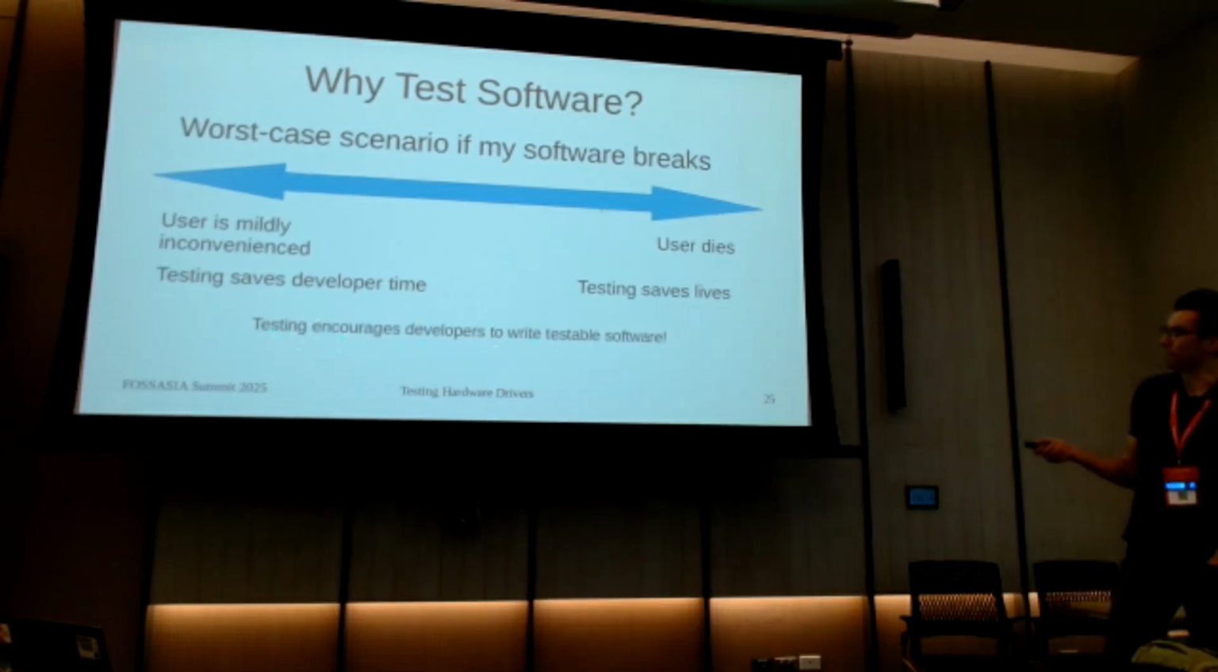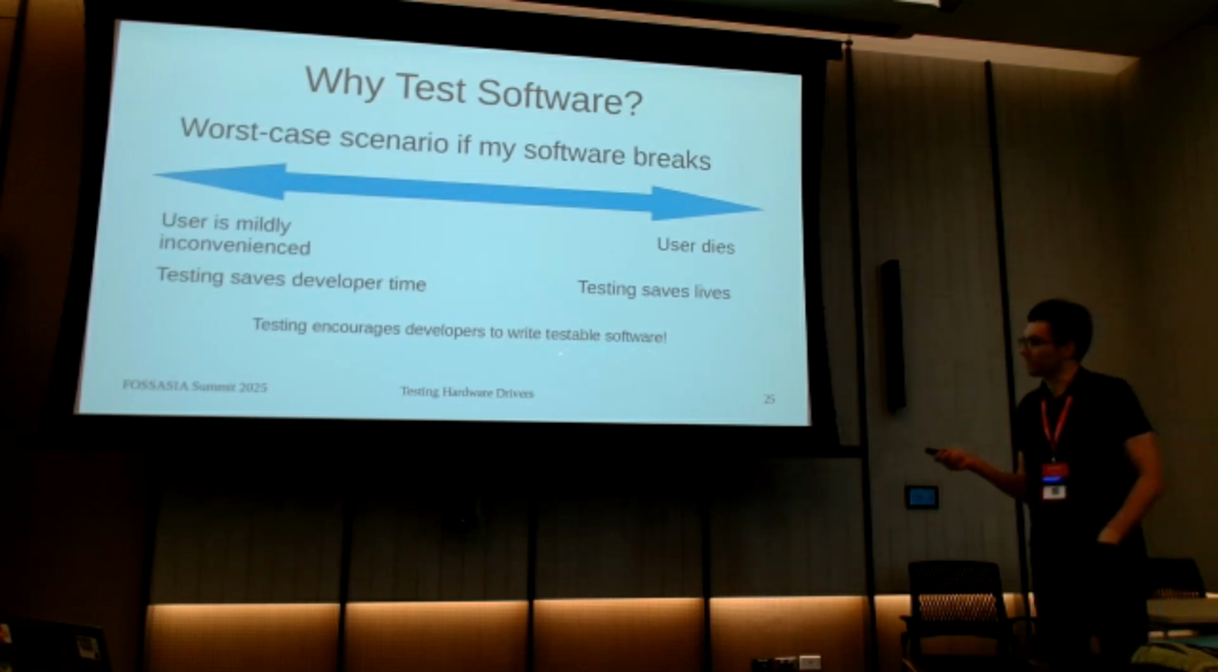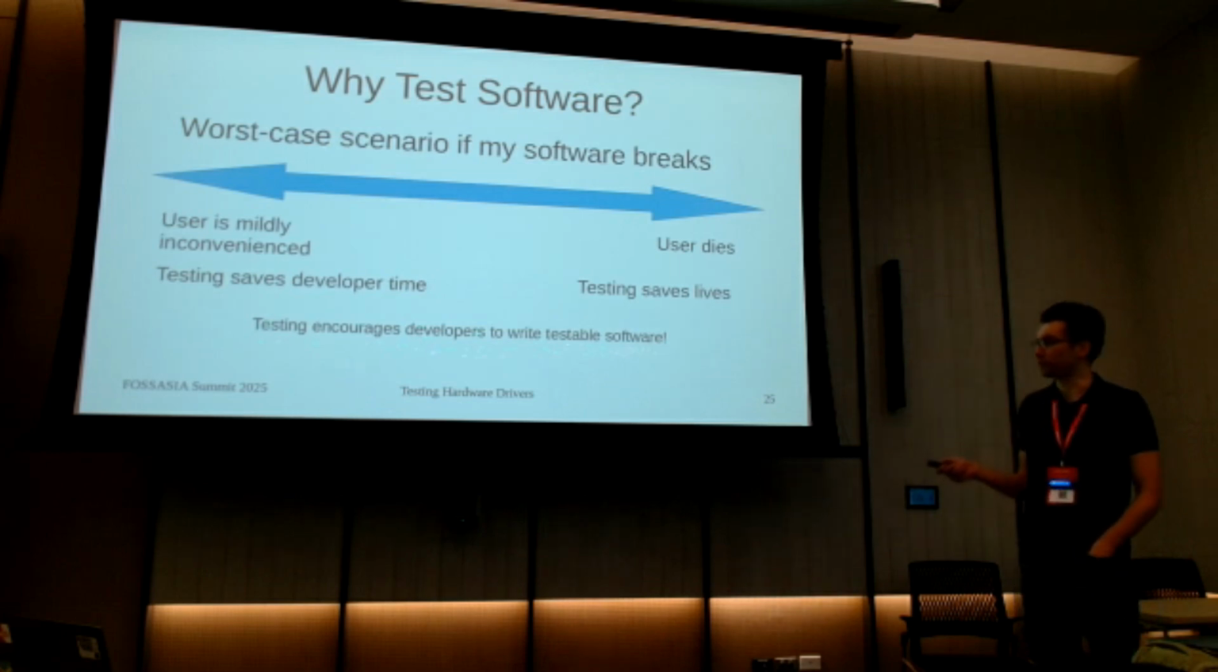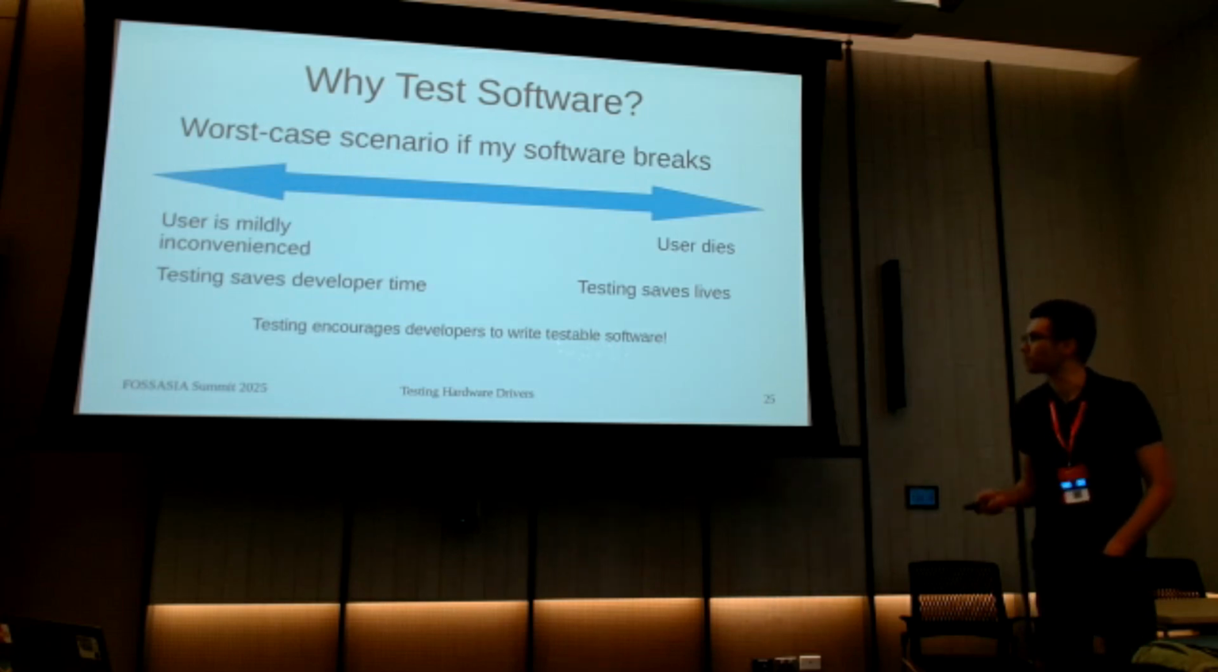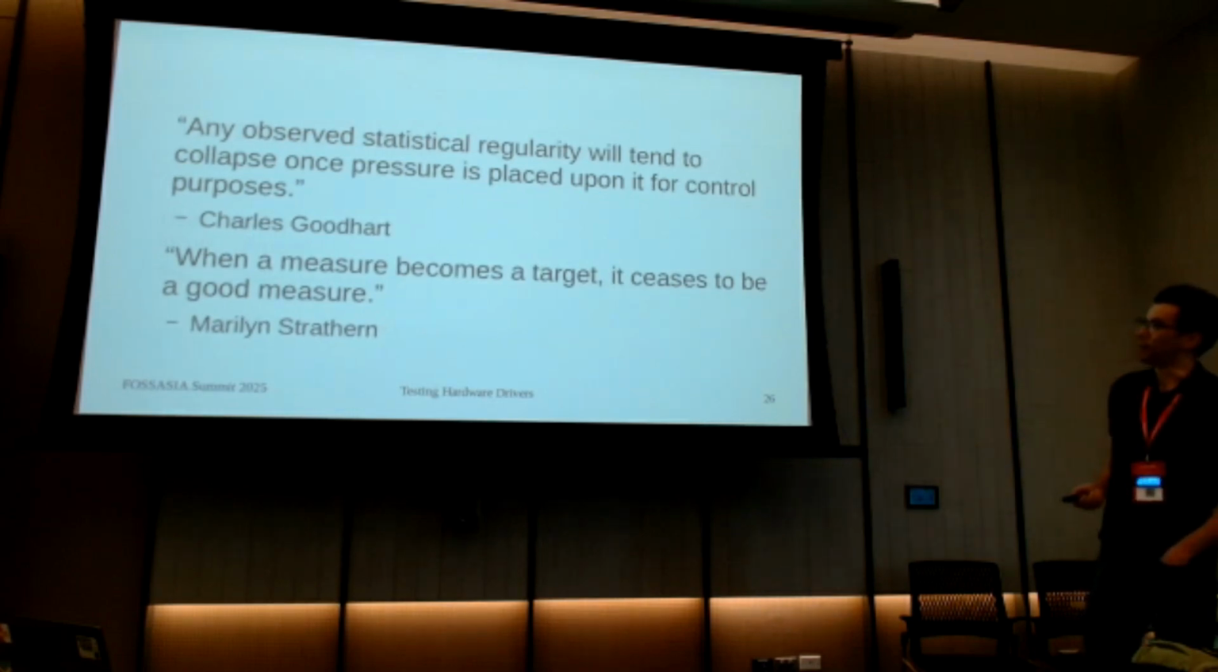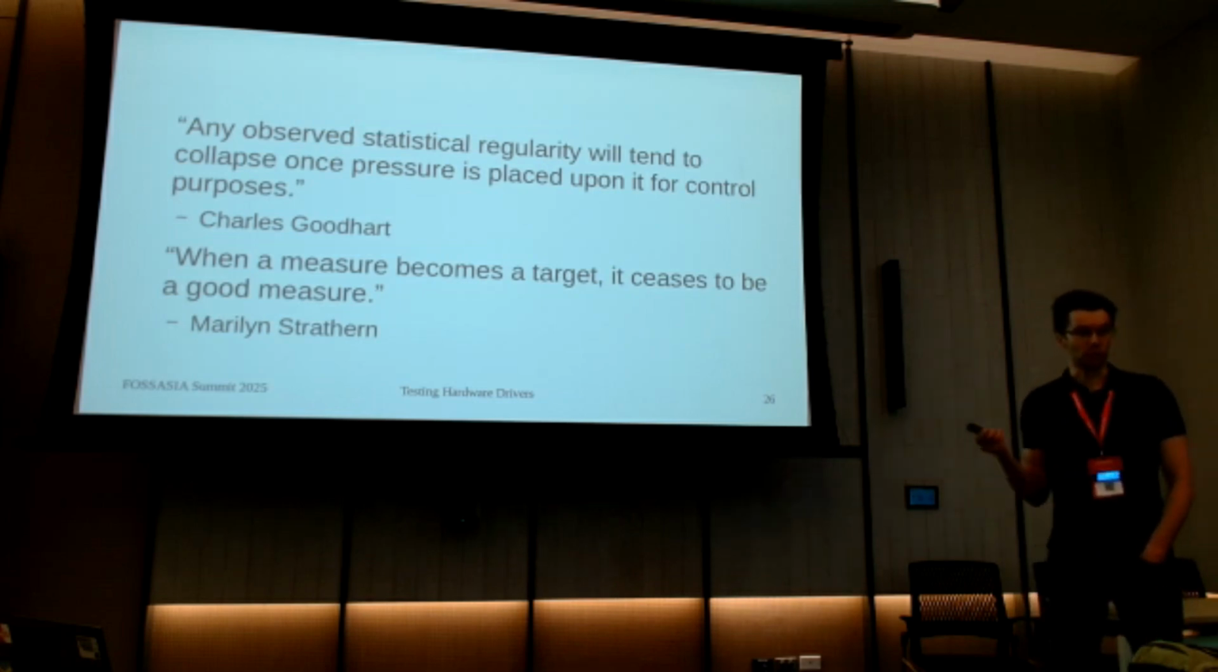And this is true for all software on both ends of the scale. Testing your software encourages developers, that means you, to write testable software. And this is extremely important. This, I will argue, is the single most important property of software testing, making you, the developer, think about your interfaces. Is the software I'm writing testable or not? That, unfortunately, or maybe it's fortunate, I don't know, is very difficult to quantize.